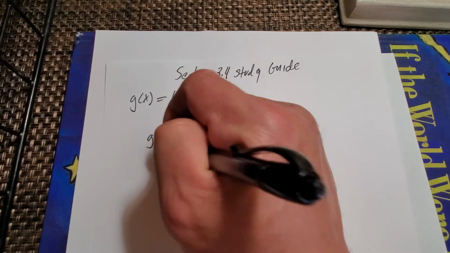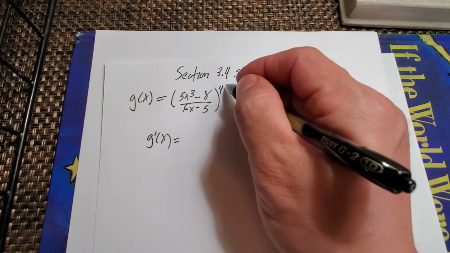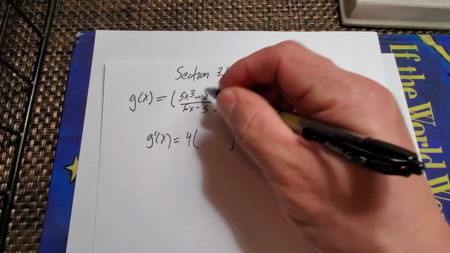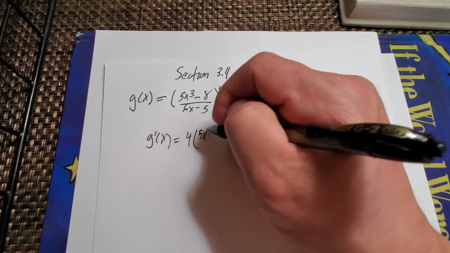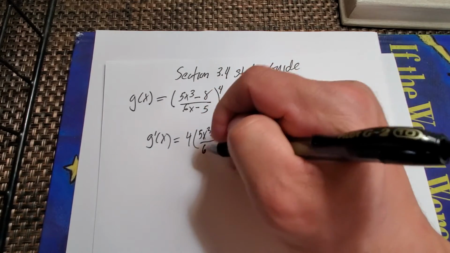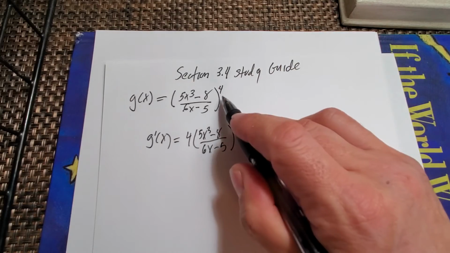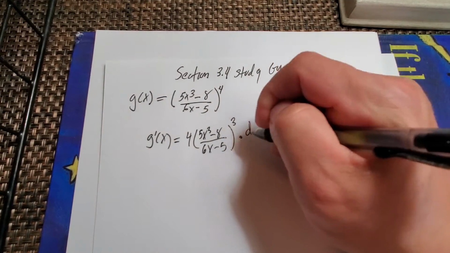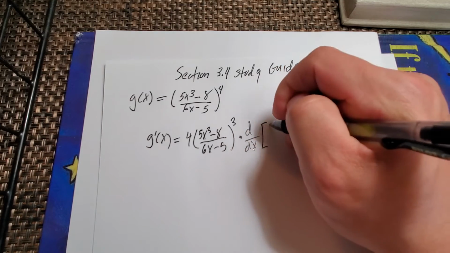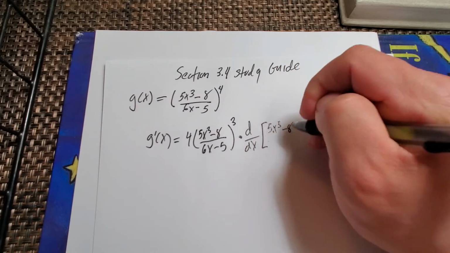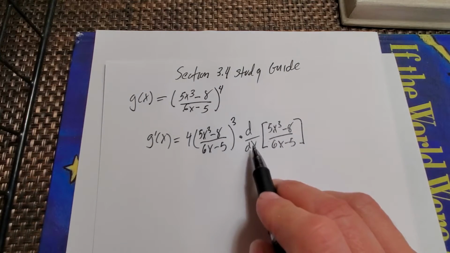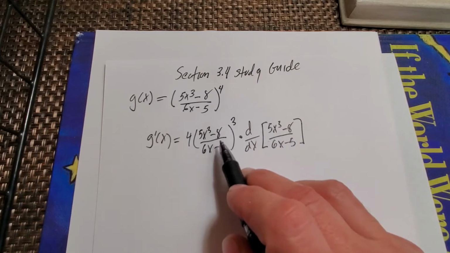So I say g prime of x equals, bring the exponent to the front, times the same quantity, to the 4 minus 1 power, times the derivative of the inside. So times the derivative of the inside.